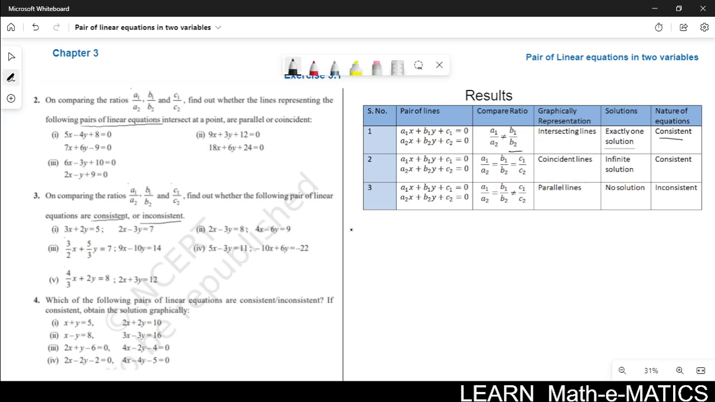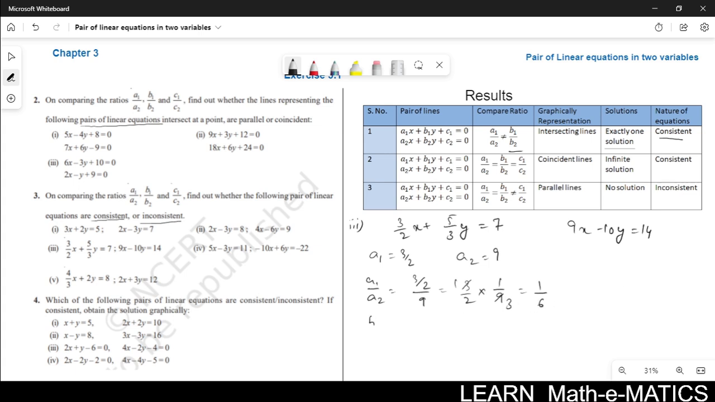Let's do the third part now. The third part is 3/2x plus 5/3y is equal to 7. 9x minus 10y is equal to 14. Again compare the ratios. a1 is 3/2, a2 is 9. Right? So a1 upon a2 is 3/2 upon 9. So how will we solve this? 3/2 multiplied by 1/9. Right? 3 ones are 3, 3 nines are 27. So it is 1/6. Similarly find b1 upon b2.